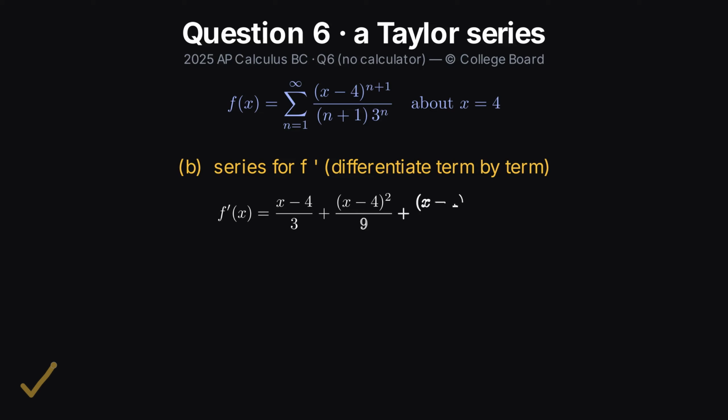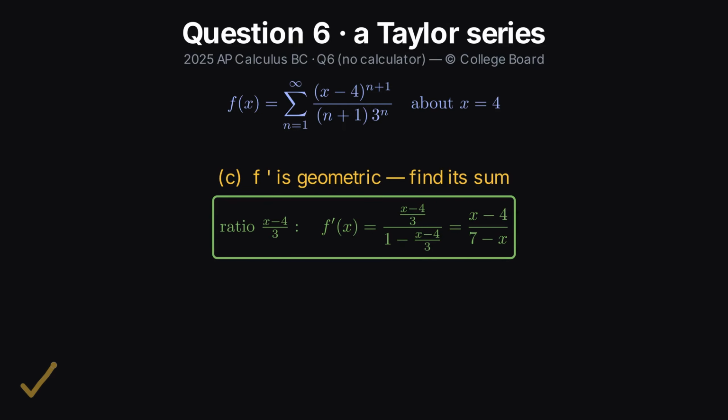Part B, differentiate term by term. The series for f prime is the sum of (x minus 4) to the n over 3 to the n, first terms (x minus 4)/3, then over 9, then over 27. Part C, that's a geometric series with ratio (x minus 4)/3. Its sum is (x minus 4)/(7 minus x).